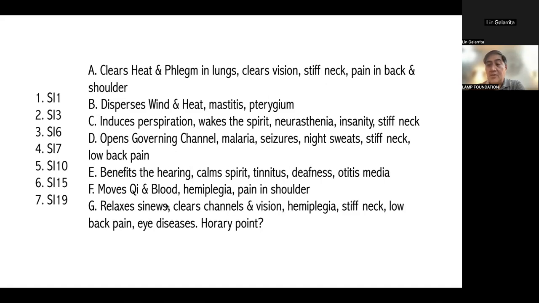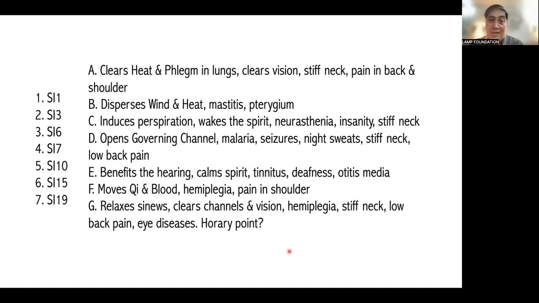SI6. Sino si SI7? Connecting ang SI7. Okay. Grabe, ang galing nyo. O sige, kaya nga naka-question mark yan eh, horary point. So, ibig sabihin, pwede rin siya maging horary point kasi magkalapit lang siya. Kaya naka-question mark. Thank you very much for bringing that to our attention. Lahat po tayo dito pare-pareho nag-aaral ha.